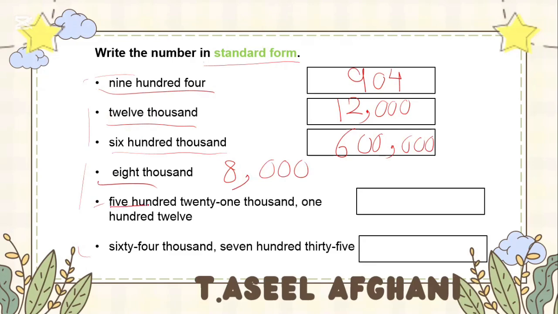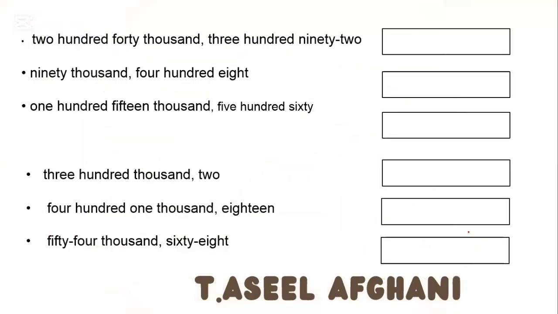Okay. 521,112, with a comma after the 521,000. And 64,735. Good job. And I'm going to leave these questions, which are written in words, for you to represent in standard form yourself.